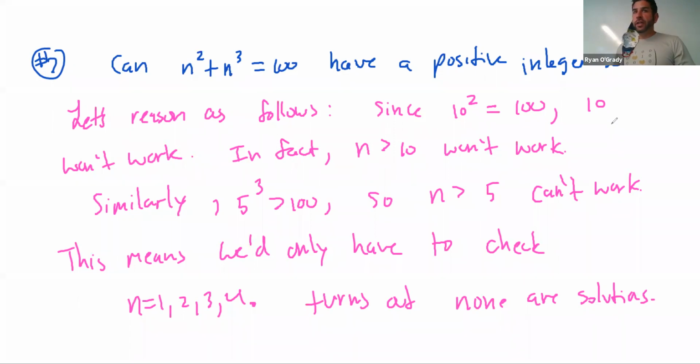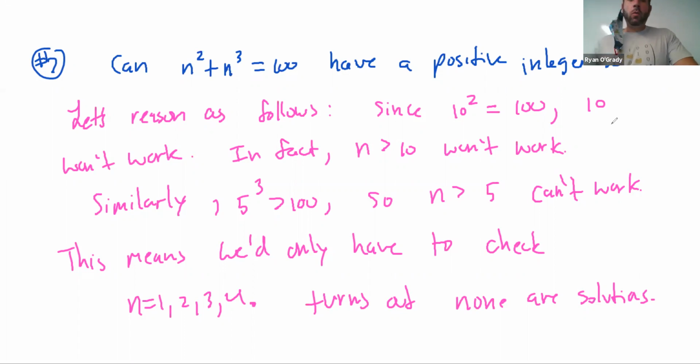So what we just did is we showed that this equation has no solution for all positive integers. But the way we are able to do that is we reasoned that it would be impossible for any number larger than 5 to work. So all we had to do then was check the first 4. And if you plug the first 4 positive integers in, none of them are going to work.